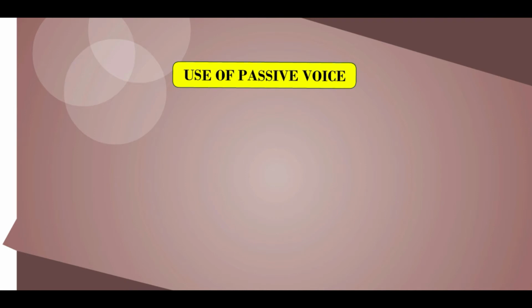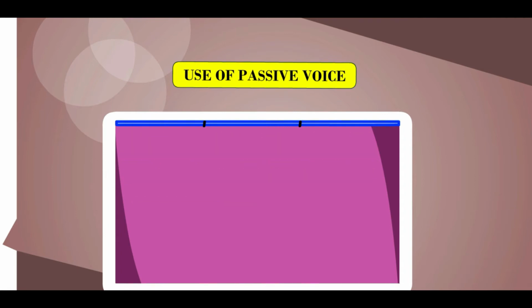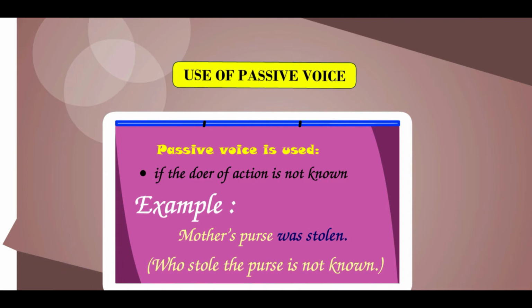Use of passive voice. The active voice is generally used while conveying an idea or thought. But sometimes the use of passive voice is required. Passive voice is used if the doer of an action is not known. For example, mother's purse was stolen. Who stole the purse is not known.